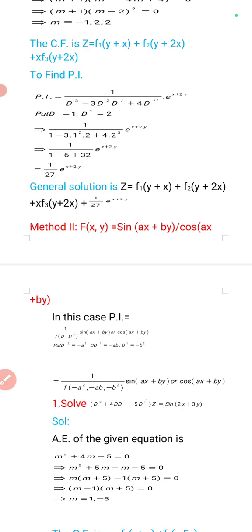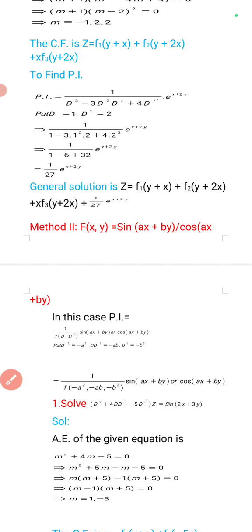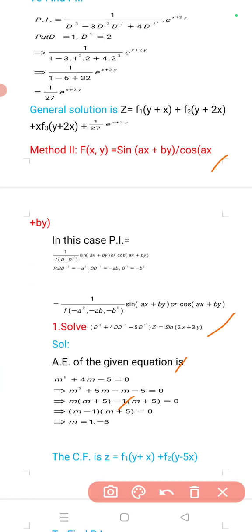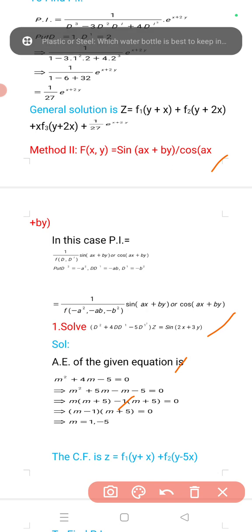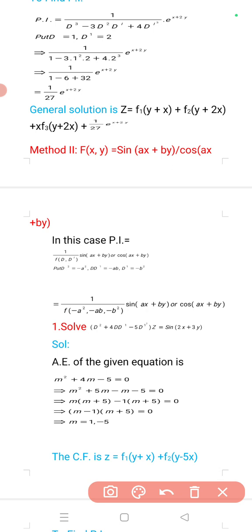Now we shall go into the second method, which deals with the trigonometric parts. That is, in place of capital F of x comma y, I have chosen sine of ax plus by or cos of ax plus by. So in place of f of x, I have chosen trigonometric functions. Previously I had chosen an exponential function. In this case we shall see how to solve the equations.